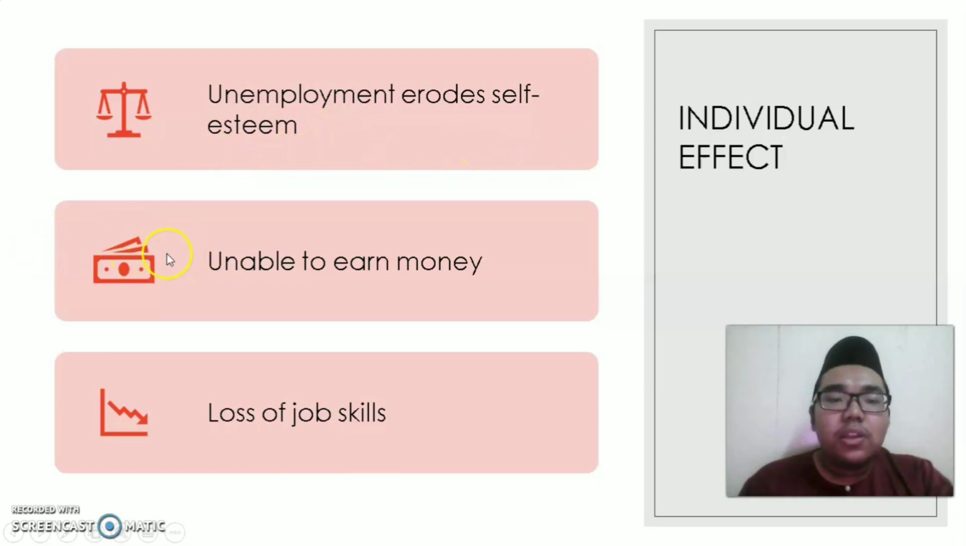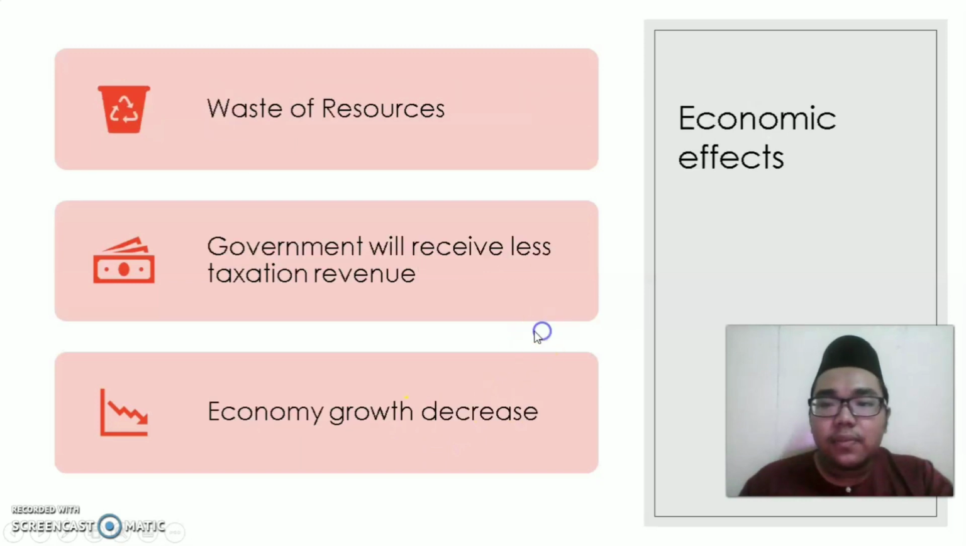Second, individuals are unable to earn money to survive in their life. Third, individuals will lose job skills because they do not work for a long period. For economy effect, the economy will have a waste of resources because they do not use all the resources that they have. Second, the government will receive less taxation revenue. Third, economic growth will decrease.